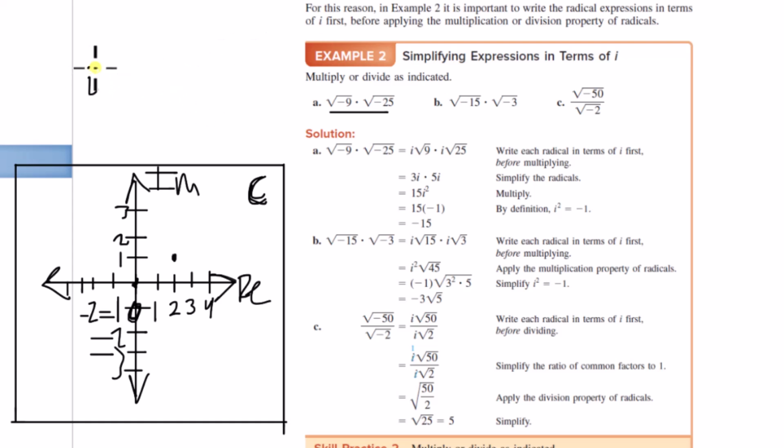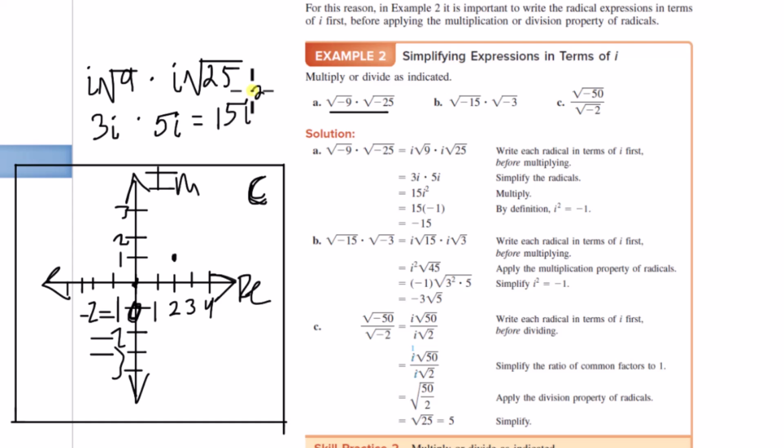Okay, so principal square root of minus 9 times the principal square root of minus 25. Let's apply that property. Now we could multiply these, but instead we know the principal square root of 9 is 3, and the principal square root of 25 is 5, so let's do that. So we've got 15i squared, that's negative 15.